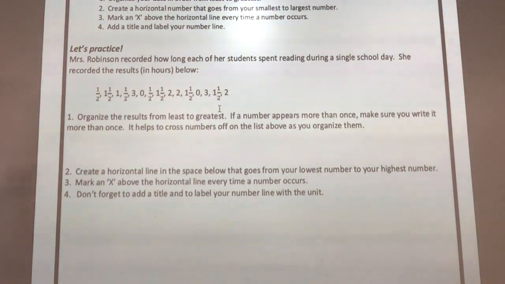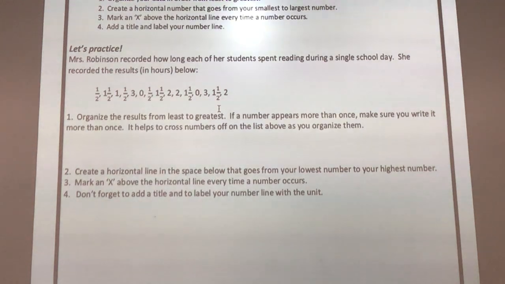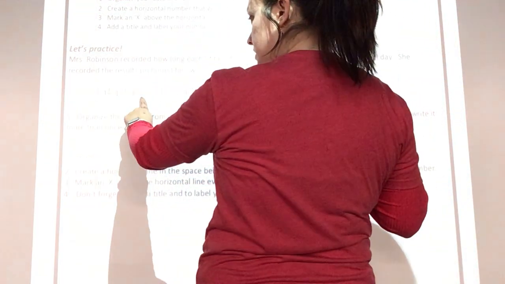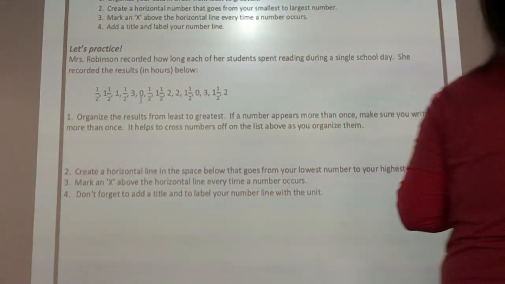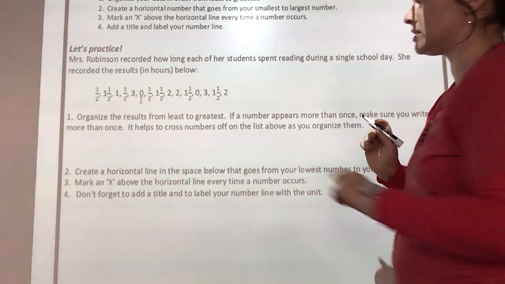Okay? We have to organize these results from least to greatest in order to get ourselves ready to make this line plot. So from least to greatest, let's organize our numbers. And your math notebook, ladies and gentlemen, you are doing this. So we start with 0. How many zeros? So students who read for 0 hours. I see 1, 2. Separate your numbers with commas, just like they did.